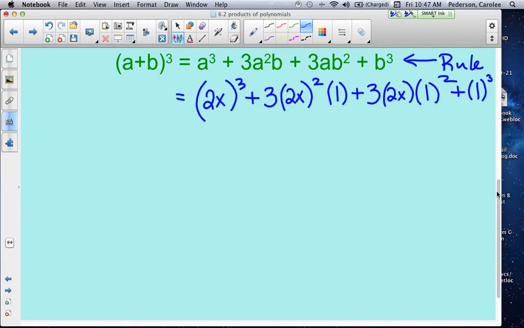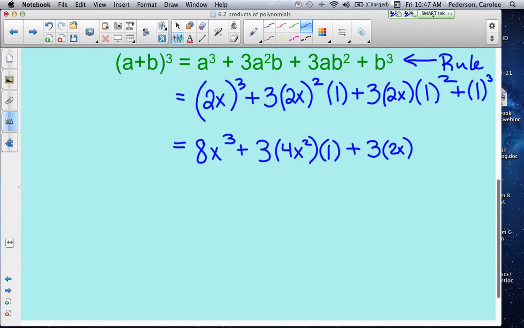Now I go ahead and clean it up. 2x cubed represents 2x times 2x times 2x, which is 2 times 2 times 2 is 8. X times x times x is x cubed. Now I'm going to take care of my exponents in the second term here. So 2x times 2x is 4x squared. I'm going to leave that 3 alone for right now, and then the 1 alone. And then over here, I do the same thing again. I take care of those exponents. 1 times 1 is 1. And then 1 times 1 times 1 is 1.